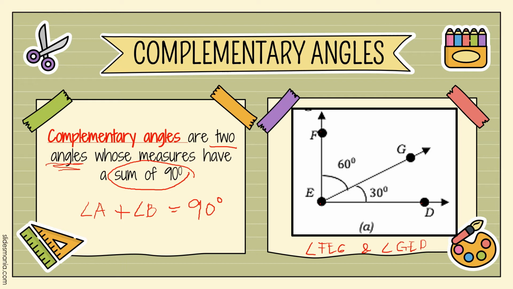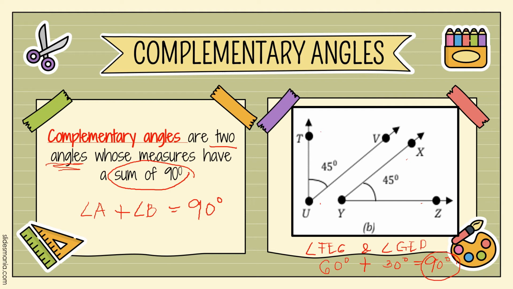And as we can see, the measurement of angle FEG as given is 60 degrees. And the measurement of angle GED is 30 degrees. If we are going to add this, the total or the sum is 90 degrees. Since the sum of these two angles is 90 degrees, this means that they are complementary angles. Okay? If it is not equal to 90 degrees, it is not complementary. Okay, let us have the next illustration.